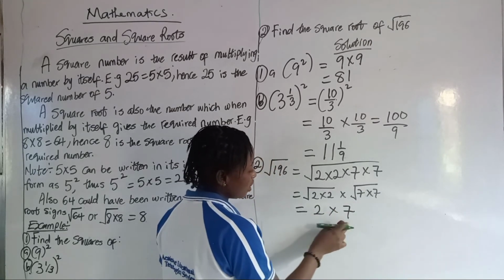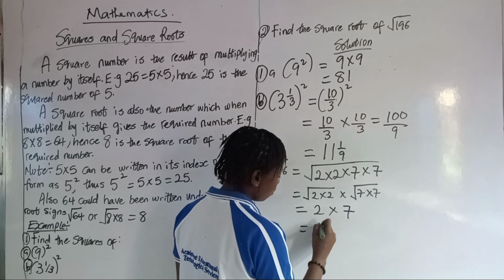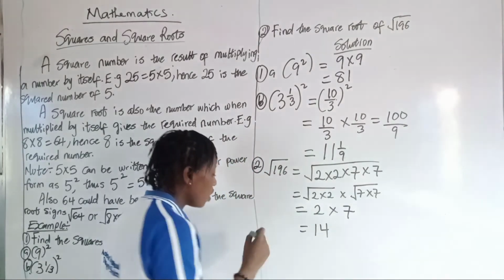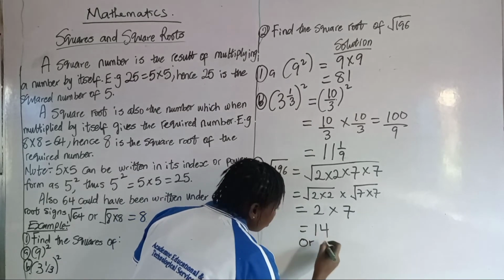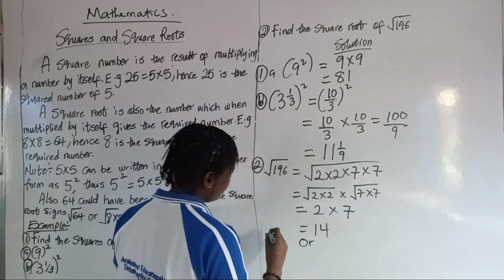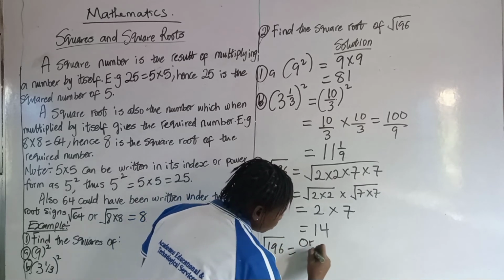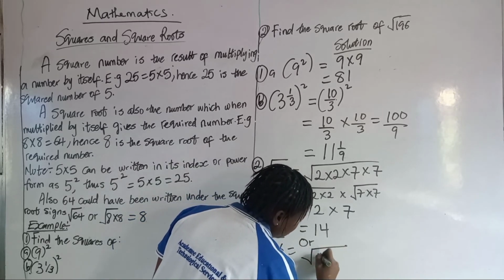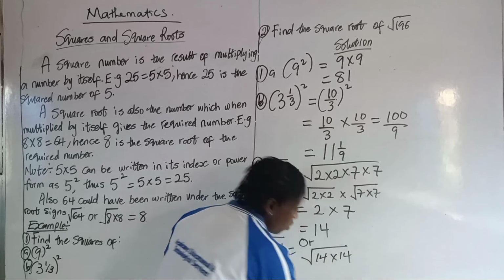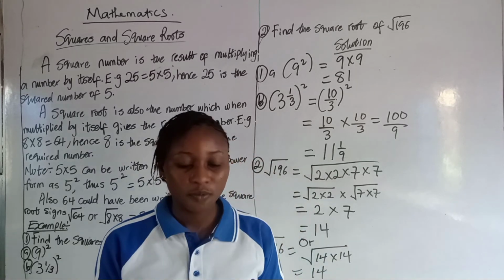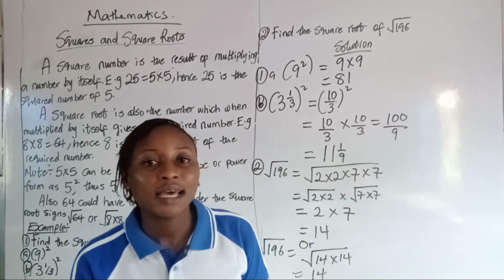So, there 2 times 7 is going to be equal to what? 14. Or if you are familiar with the multiplication table, you can just go ahead with the easier way, where square root 196 is going to equal what? Square root 14 times 14, and it's 14. What's the common number there? 14. So that's that for squares and square roots.